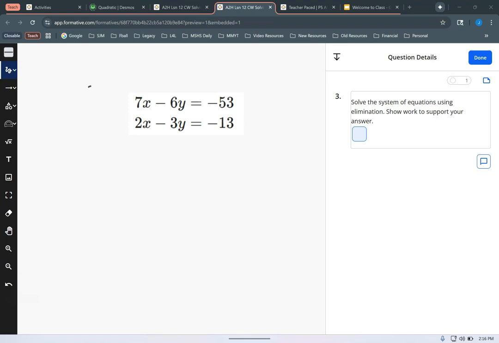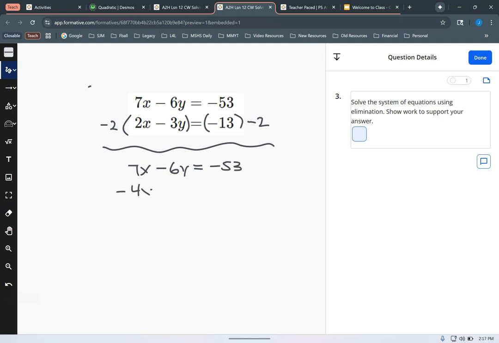Okay, the 3 obviously is the easy one, right? If I multiply 3 by 2, I'm going to get 6, right? But I don't want -6y and -6y. I want -6y and +6y. So what do I have to multiply by? I have to multiply by -2, right? So good. I'm going to parenthesis off my equation, multiply everybody through by -2, give myself a squiggle, and then rewrite my system of equations. 7x minus 6y is equal to -53. And then I'm going to have -4x plus 6y is equal to +26.